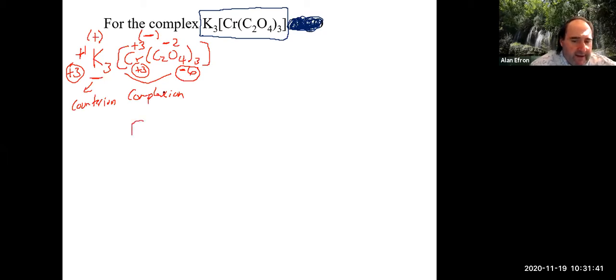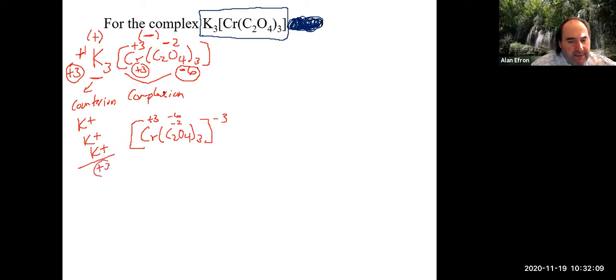That means if we isolate the complex ion part, this is +3. Again, this is -2, -6. It has an overall charge of -3, our complex ion. And that is why we have not 1 potassium here, but 3 potassiums to balance it out. So +3 and -3 gives an overall charge of our coordination compound of 0. Again, that's why there are 3 potassiums there to balance out the charge. Any questions on that so far?